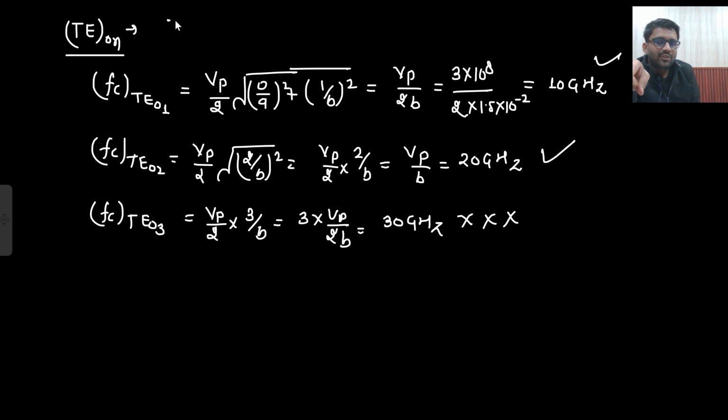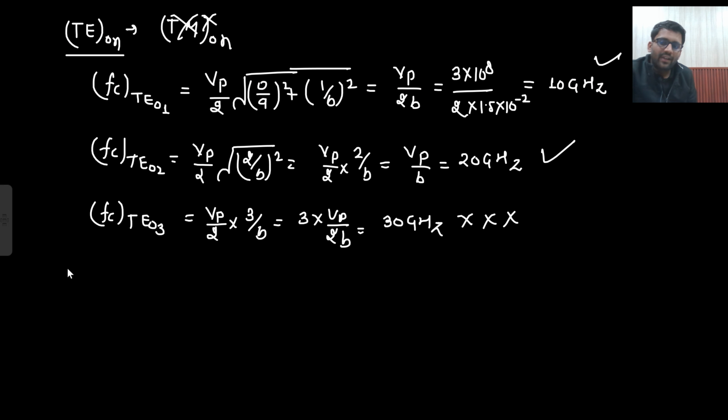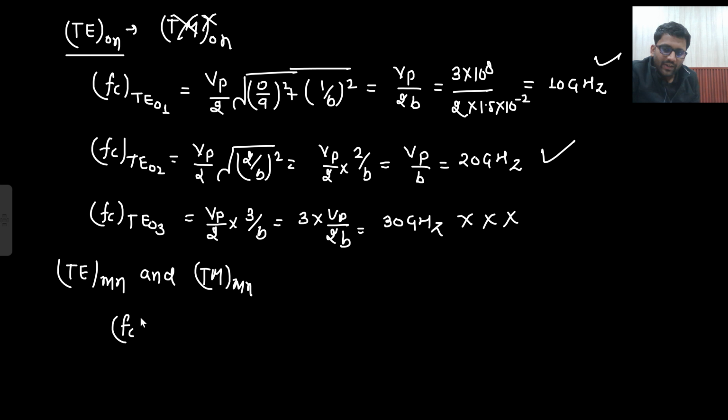Now here TM0n is not possible as well, right? TM0n is not possible, and TM m0 is not possible. So that's why I did not calculate for these two. Now what will I calculate? I will calculate for TEmn and TMmn, and both will be the same only, no? If I calculate the cutoff frequency for TE11, or for TM11, both will be the same only, no?